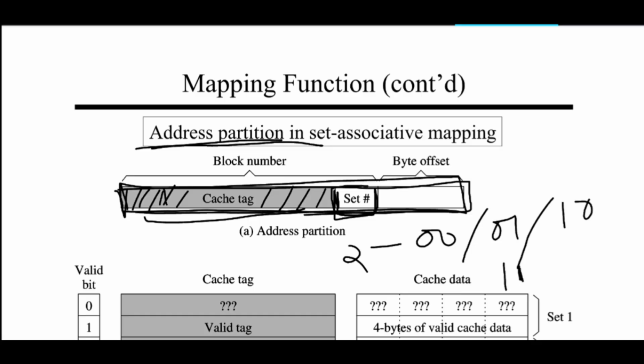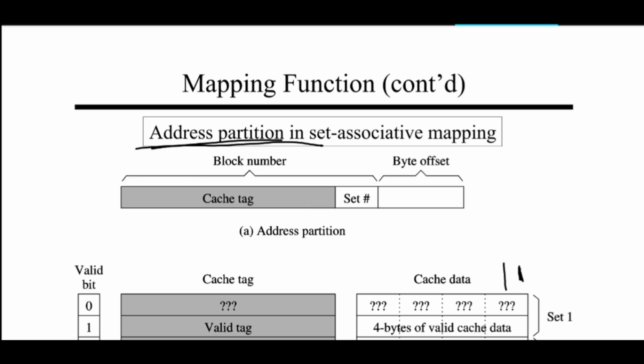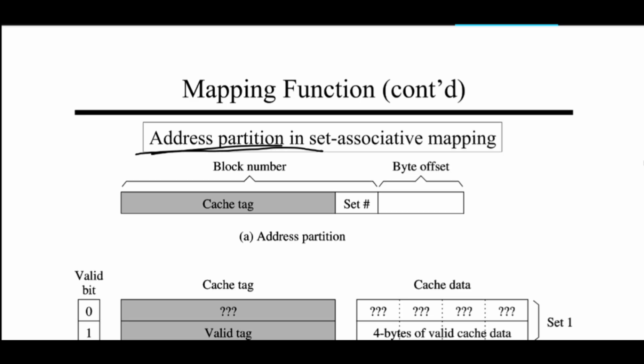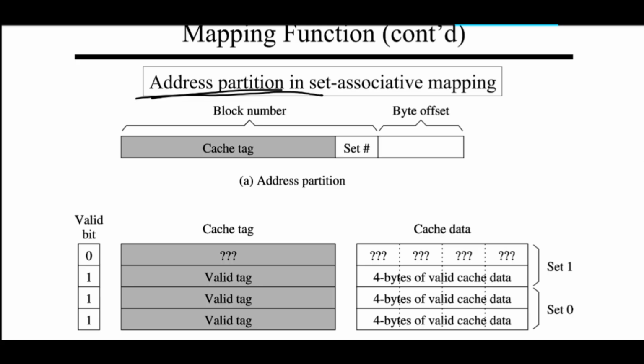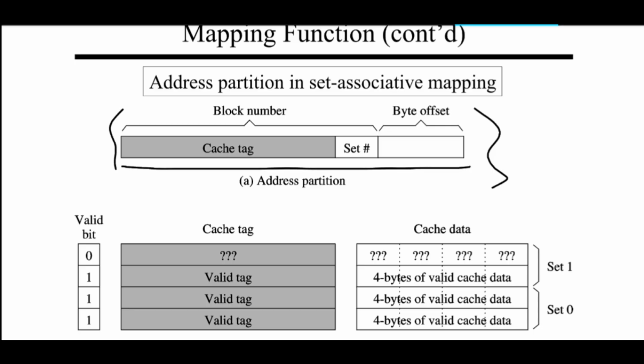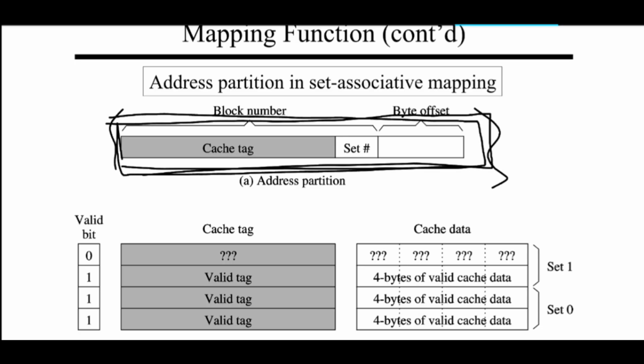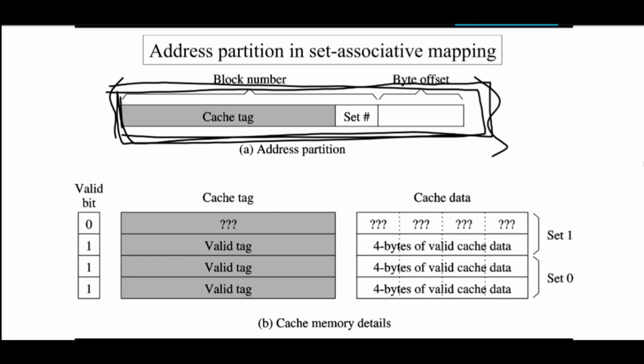The set bits are used to locate the appropriate set in which the data may be present. This address partition is used to search for the data inside the cache. The cache controller has no need to search inside the whole cache.